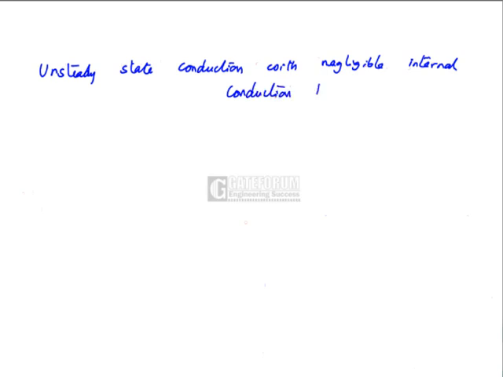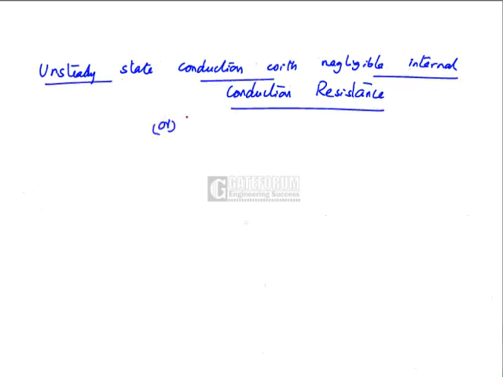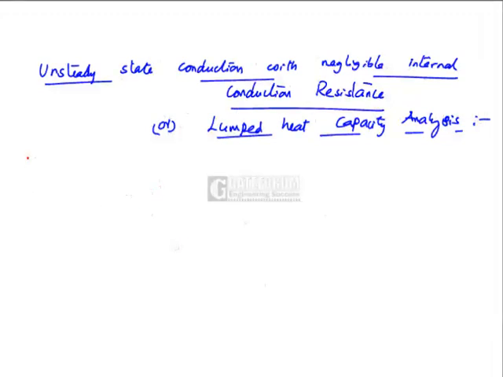Now, I shall deal with unsteady state conduction with negligible internal conduction resistance. It is also known as lumped heat capacity analysis. Very important from the GATE point of view, because in GATE a number of problems are asked about this.